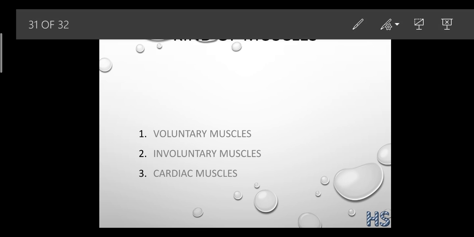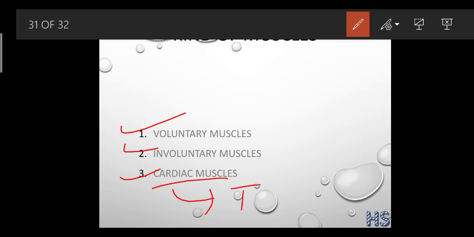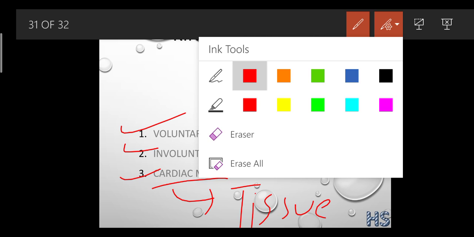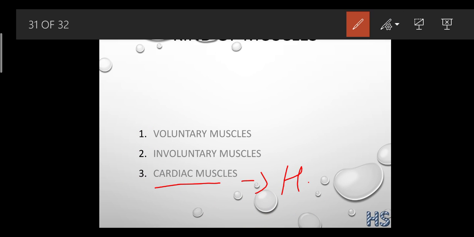But at the same time, if I tell you to stop blinking your eye, it is not possible for you to stop your eyes from blinking. So they are involuntary muscles, because these muscles are not under your control, like your eyelids. But what are cardiac muscles? These are a special kind of muscles present in the heart, as we have studied in the chapter called tissues. They are a special type of tissue called cardiac muscles, present in the heart region. Even they are very important, and even they are involuntary in nature.